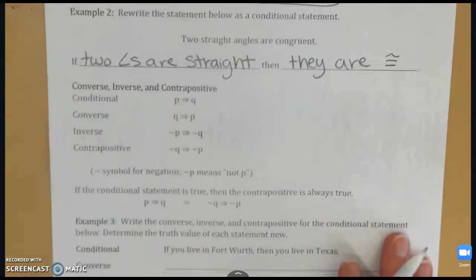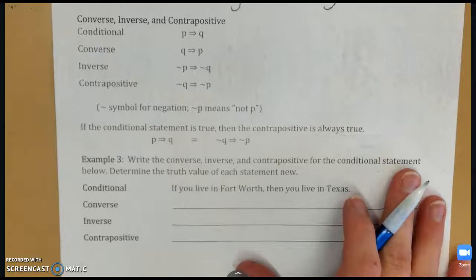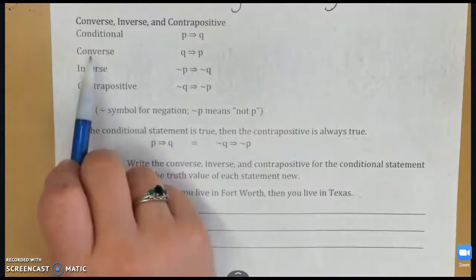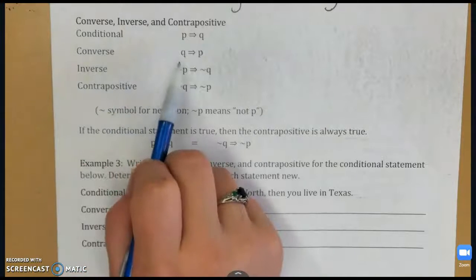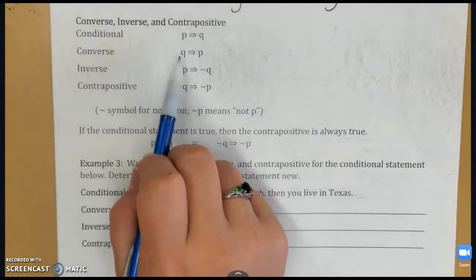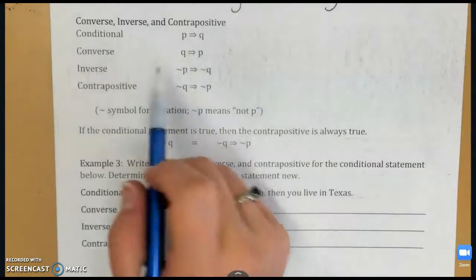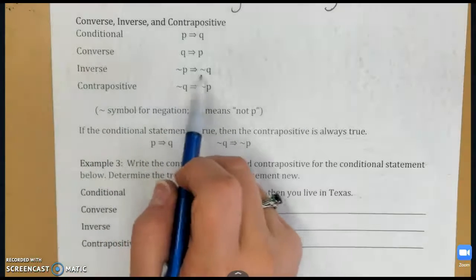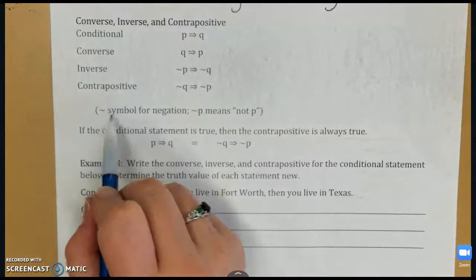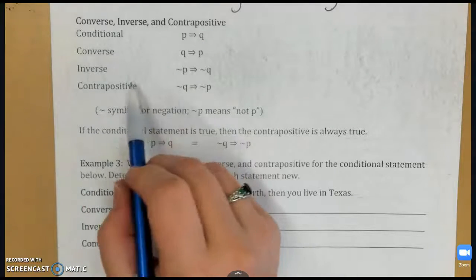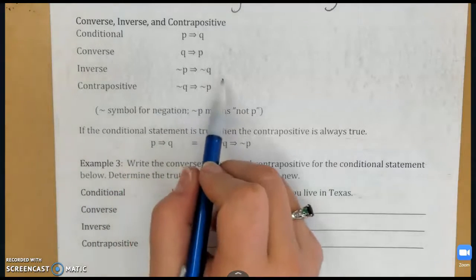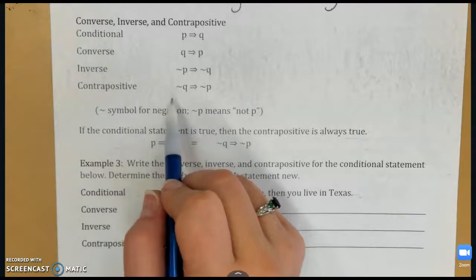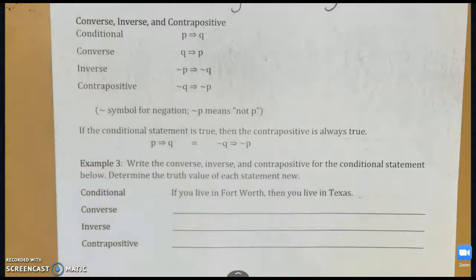Okay, so what can we do with these conditional statements? Our conditional statement is our original if P, then Q. Well, we can take the converse of that statement by swapping the conclusion and hypothesis, so that would be if Q, then P. We also have the inverse, which is if not P, then not Q. That squiggly symbol is negation, which just means not. And then the contrapositive switches the order and negates both, so if not Q, then not P.